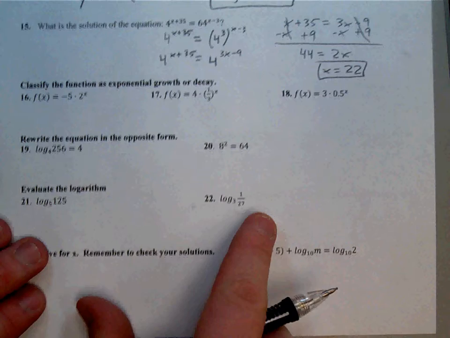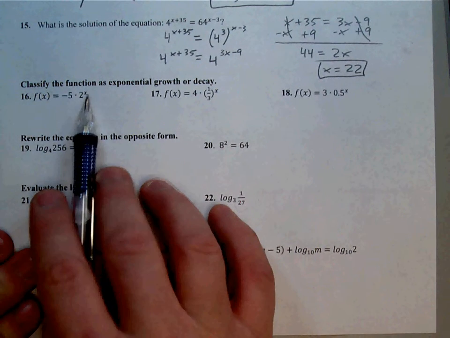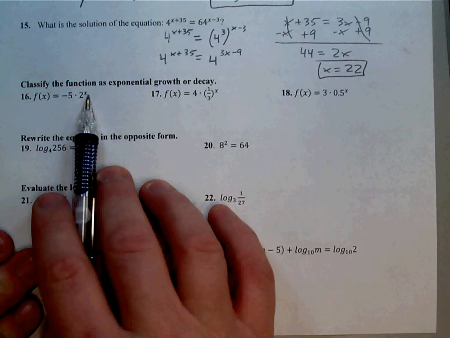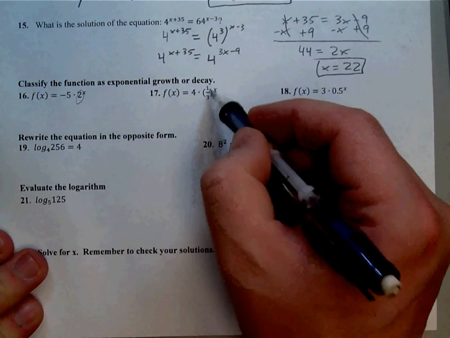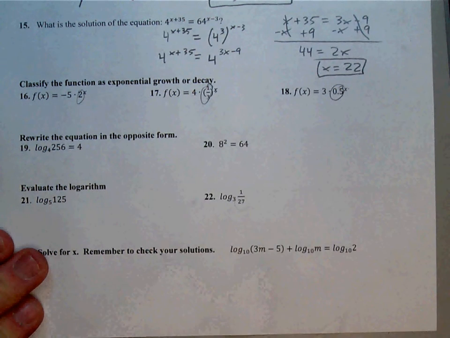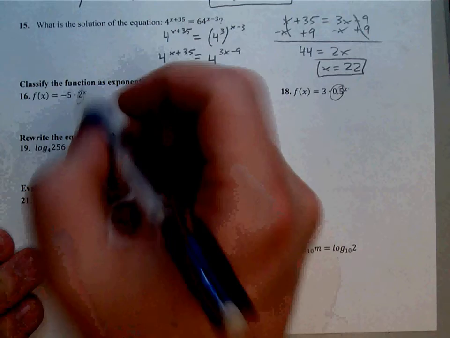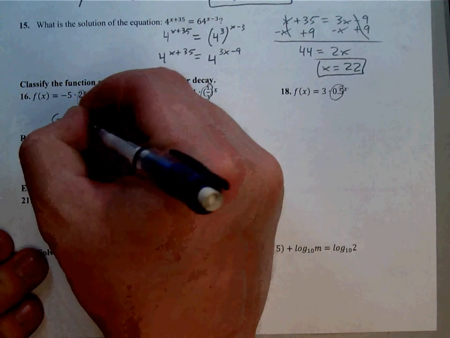Number 16 through 18. Determine exponential growth or decay. Find the exponent, then look at the number that is its base number, what it applies to. In this case it's 2. In the second one, that x applies to 1/3. The third one, x applies to 0.5. When that number is larger than 1, it's growth. So number 16, 2 is larger than 1, that's exponential growth.